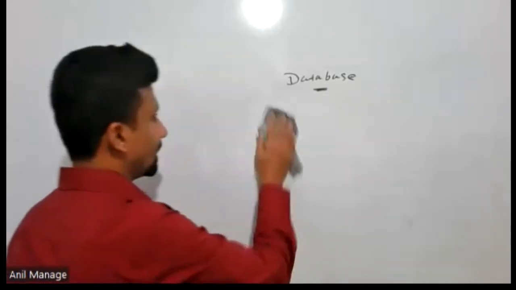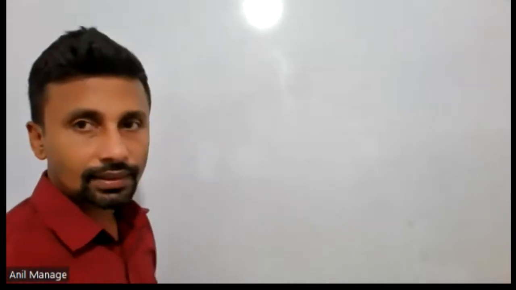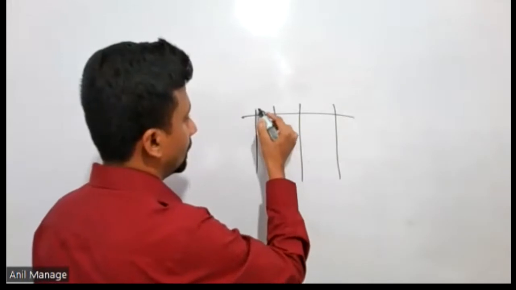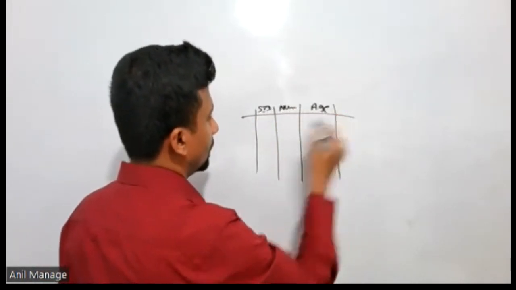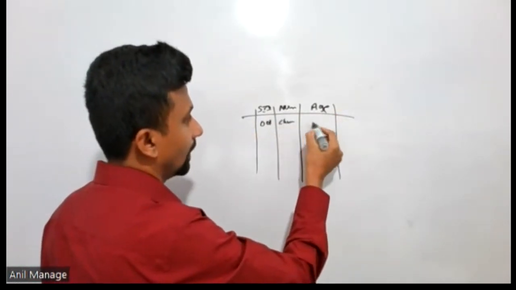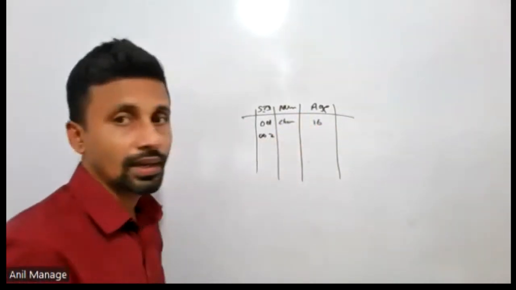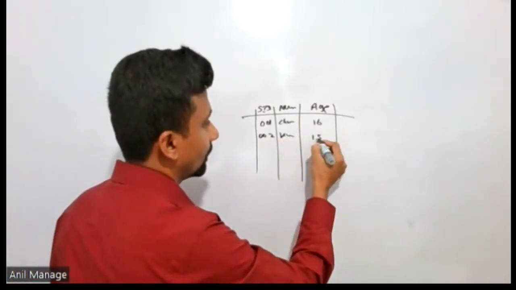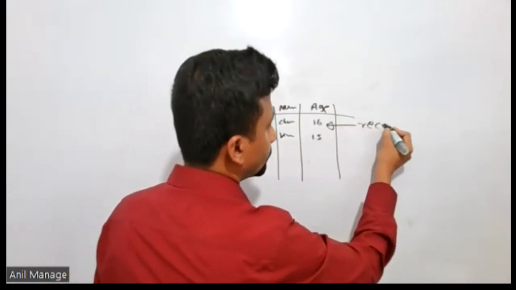Now I told you when we are putting data into the database, we have something called a table. When you take the table, we have fields like this way. Take SID, name, age, like this. So SID 001, name Chanudi, age 16, 002. Then I'll take Kavisha, age 15, right? Like this, you have something called a record.